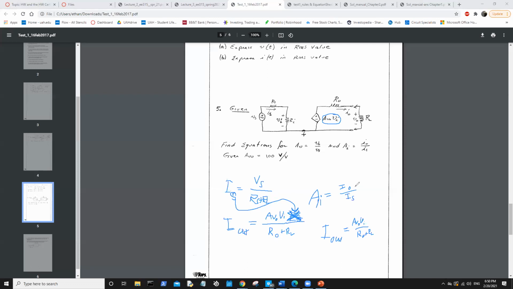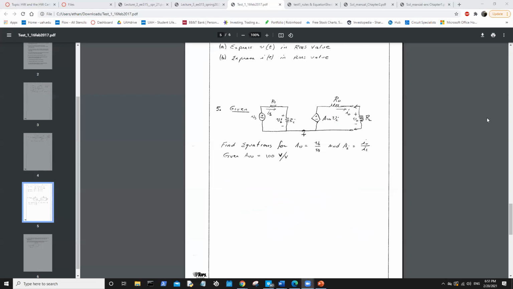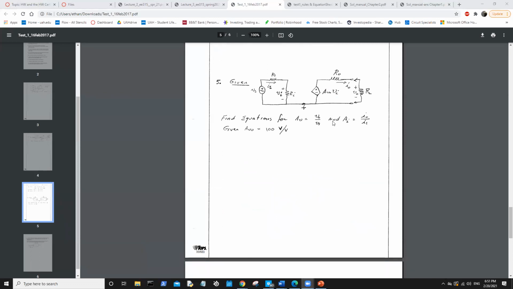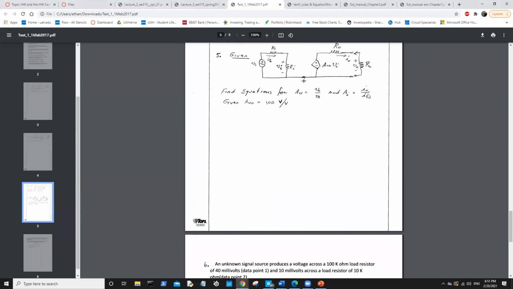If you swap out the AOV for 100 when you start doing it, as long as you remember that it's the only number in your entire thing, it makes it a little bit less confusing. Fair point, because you just think, oh, it's just a multiplier. All right, so that's how that's done for both AV and AI.